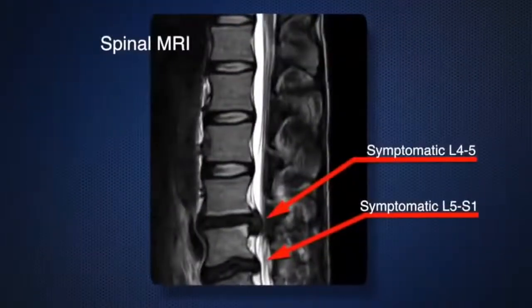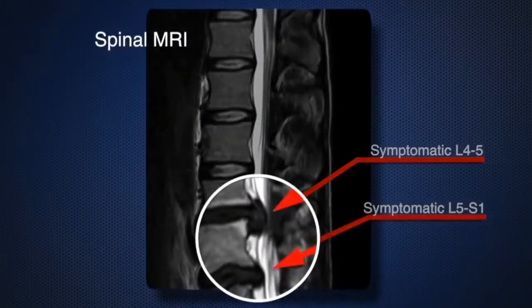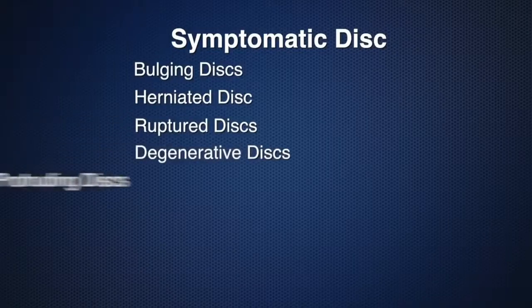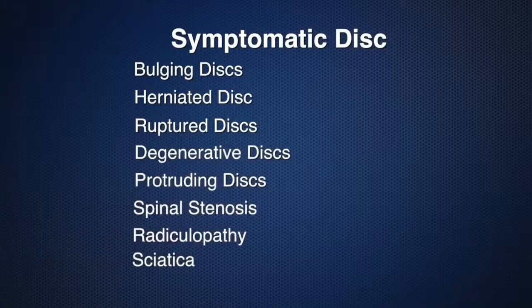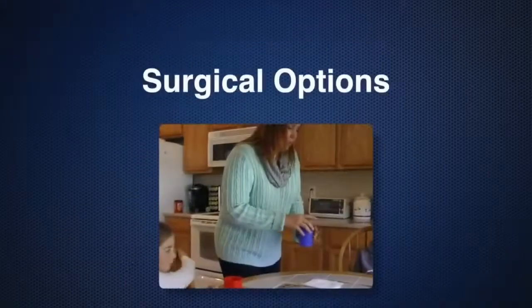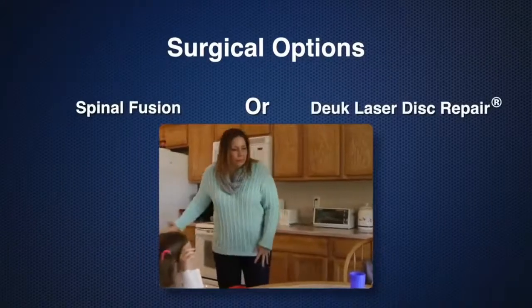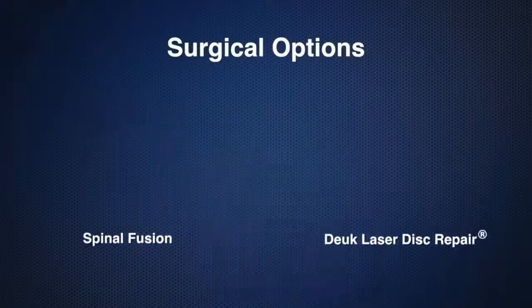This MRI represents a typical case with L4-5 and L5-S1 symptomatic discs. A symptomatic disc causing neck or back pain can include bulging discs, herniated discs, ruptured discs, degenerative discs, protruding discs, spinal stenosis, radiculopathy, and sciatica. This patient can choose traditional fusion surgery or the Deuk laser disc repair to help alleviate the pain caused by and within the symptomatic discs.